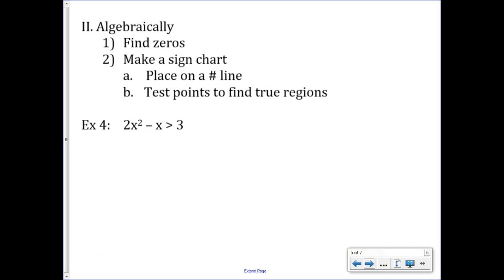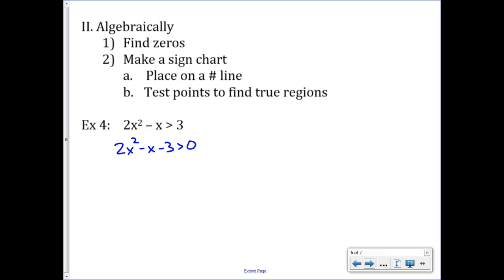All right, let's try another method. Algebraically, find zeros, make a sign chart, place it on a number line, and test points to find the true regions. So I'm going to move over this 3. So I have 2x squared minus x minus 3 is greater than 0. I'm going to try to factor.